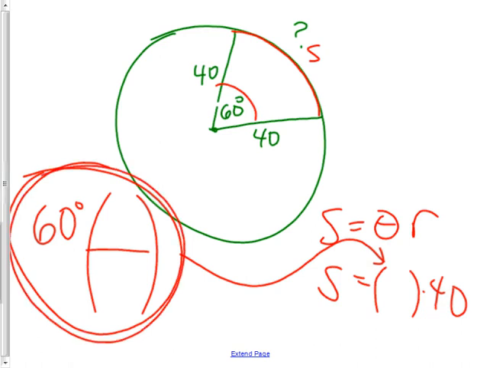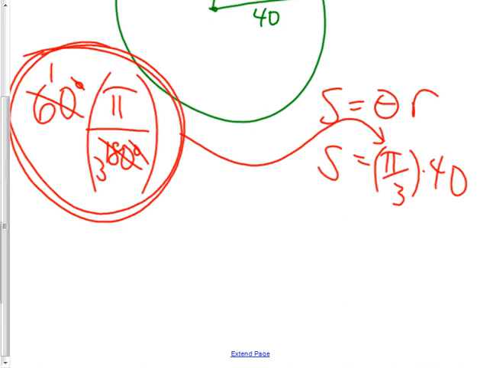All right, so let's finish the deal. I've got to multiply this by pi over 180. 60 goes in here once. 60 goes in here 3 times. The degrees cancel too, so it's pi over 3. Look at pi over 3. So it's S equals pi over 3 times 40. So how would I finish that? Pi over 3 times 40 over 1, right? So it's 40 pi over 3.